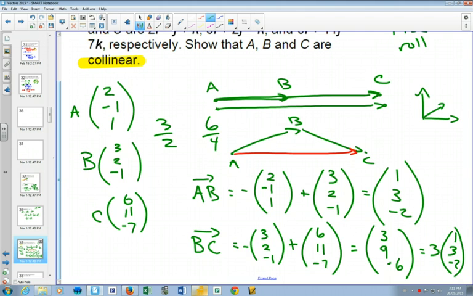So if you're going in the same direction from A to B, and then you stay in the same direction from B to C, you just go 3 times longer, then you would know that from A to B to C are all on the same line.